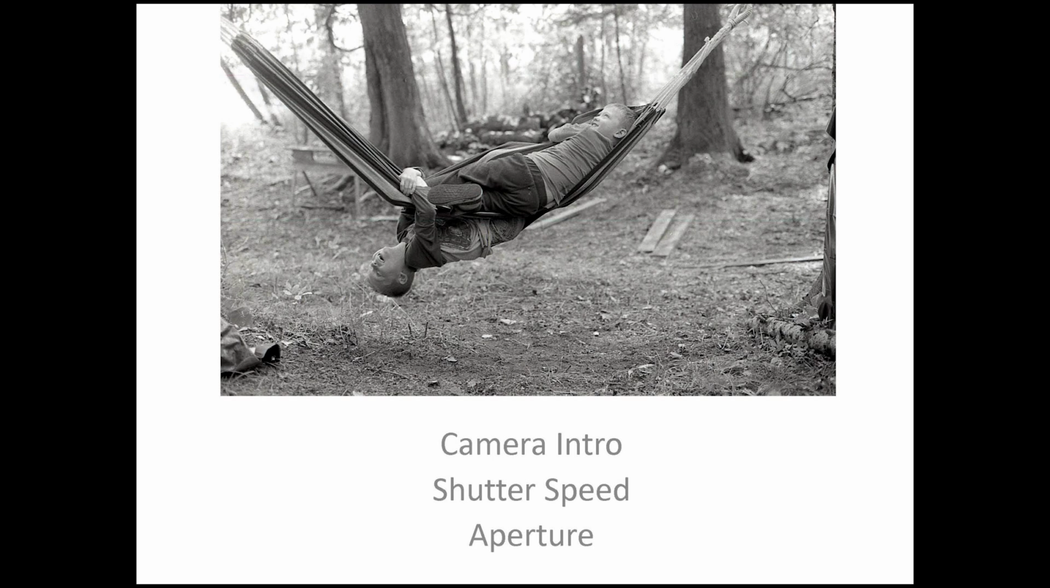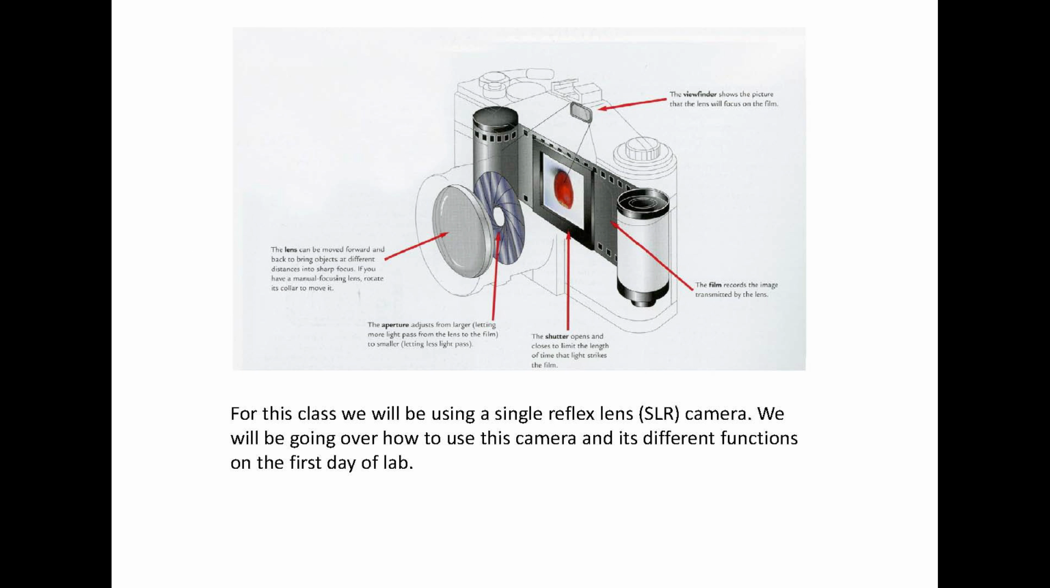Lecture number 1. It deals with the camera, shutter speed, and aperture. The camera we're going to be using is called a single reflex lens camera. It's also known as an SLR. The school actually provides this. With a $200 deposit, you're able to get your own camera for the semester.